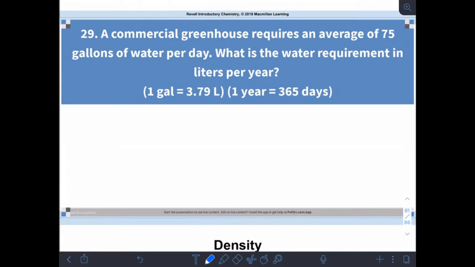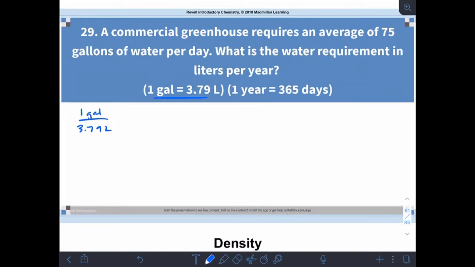So our conversions, just as a quick reminder, we can write these either way. So 1 gallon, 3.79 liters. That's our first conversion that we're given here. Or 3.79 liters over 1 gallon. I can use that however I need to in my problem. Those are your two options. The other conversion is 1 year, 365 days, or 365 days over 1 year.